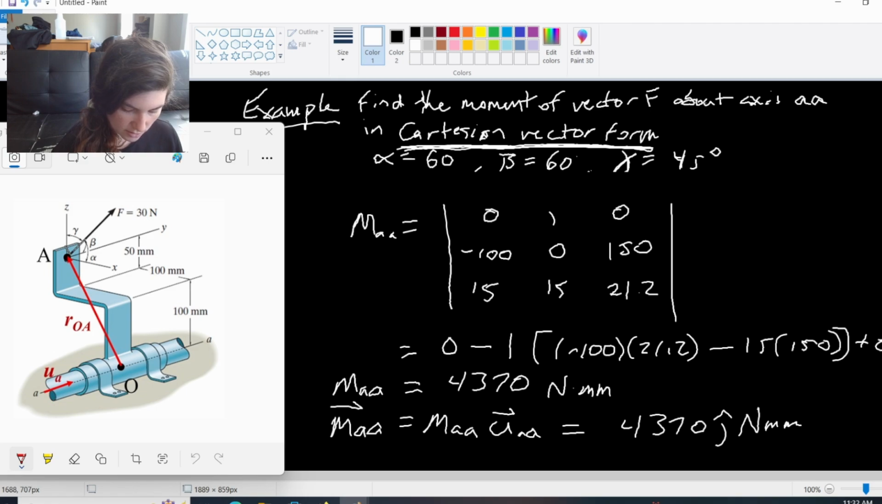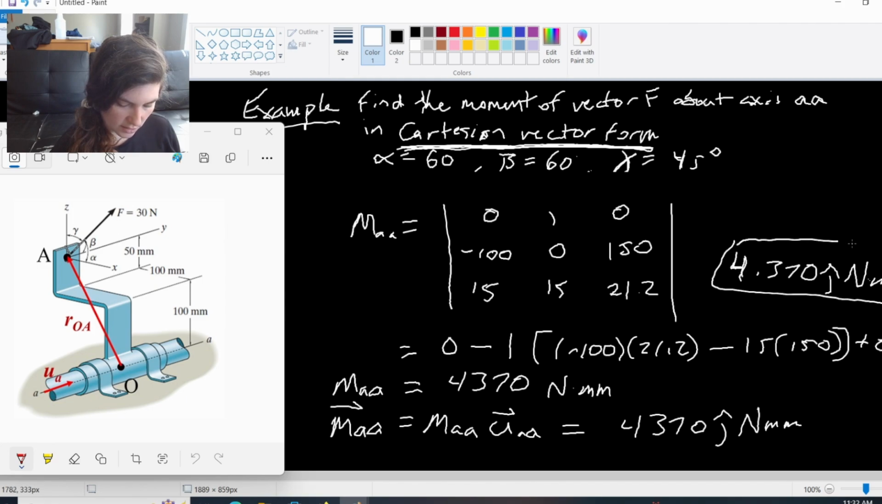Newton millimeters. And of course, if we did convert this to meters before we did our position vector, we could convert it at any point. So we could convert it in our position vector, or we could convert it now if we wanted to, just by dividing by 1,000, right? And we get 4.370 j hat Newton meters.